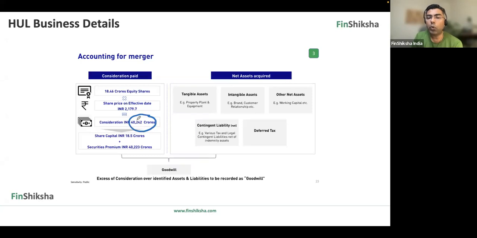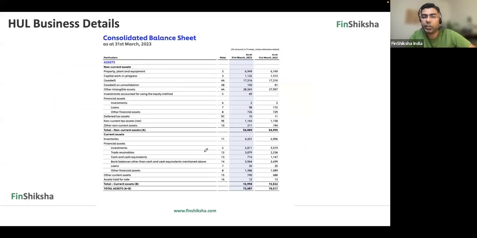And the overall consideration that was paid was 40,242 crore. Out of this, there were intangible assets like brand, there were tangible assets that were acquired, other net assets, any other liabilities, etc. And then there was something called goodwill. Now let's understand for a minute what goodwill essentially is, right?